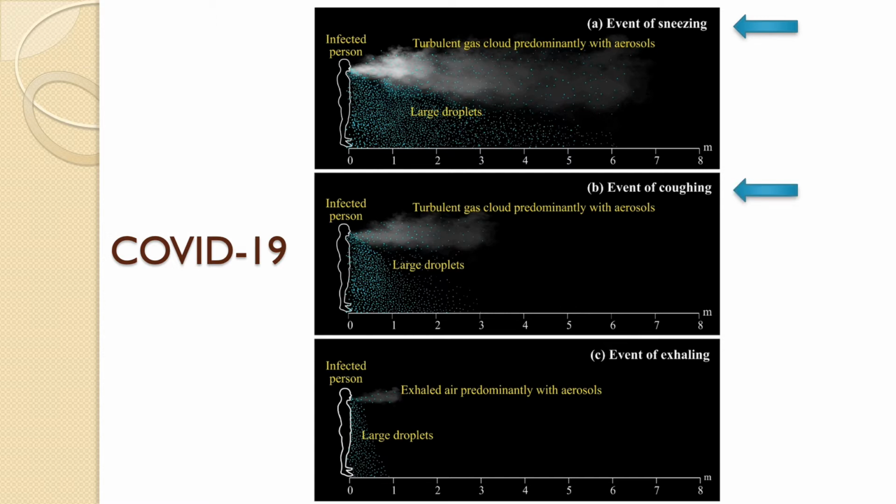What happens in the event of coughing is indicated here, where you can see there are also large droplets, but they do not come as far as in the event of sneezing. And finally, in the event of exhaling, you can see that the exhaled air is predominantly with aerosols, and there are also some large droplets which will fall within 1 meter to the floor. But this will of course depend on many other situations, like how much wind there is at that specific moment, etc.